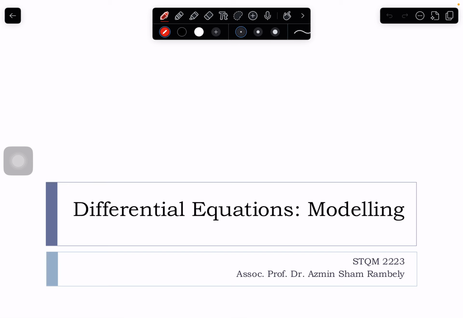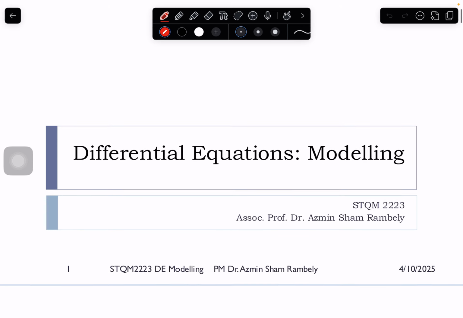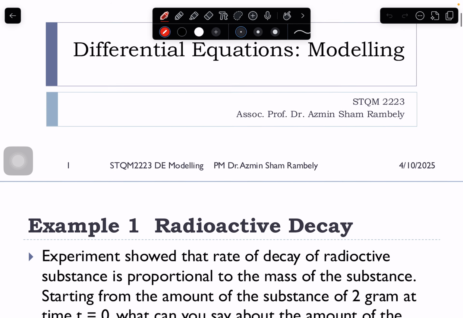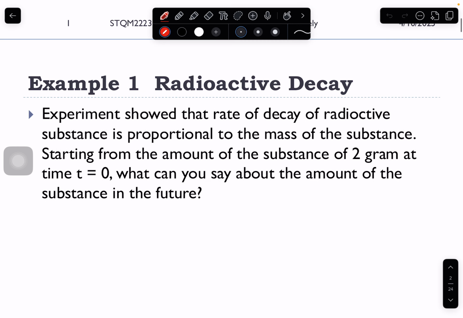Good afternoon to all. This is the differential equation modeling chapter. This is the first example, radioactive decay. When we deal with differential equations, lots of the problems involve modeling, so you have to understand how to model from the given problems. We have several problems, and this is one of the examples.